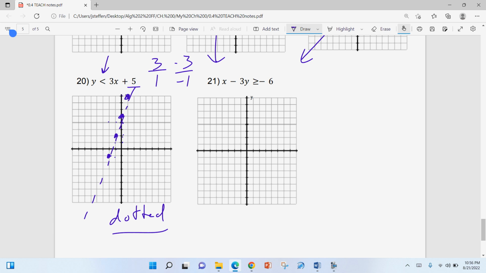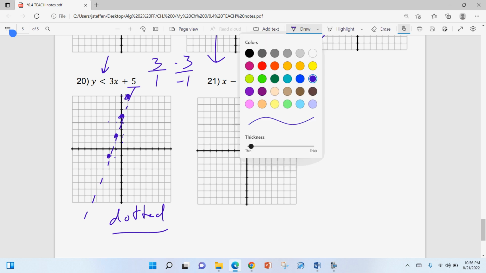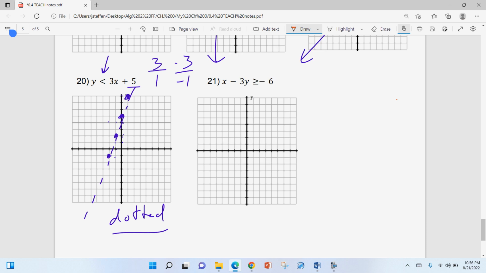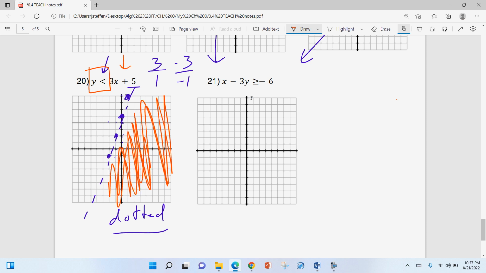Then from here, you have to shade above or below that line. Those are your only options, no matter how you want to look at it. That's how I'm going to tell you to look at it, above or below, and you always look at your inequality. Since y is less than, that means you shade below. So all these ordered pairs I'm shading would make this a true statement.